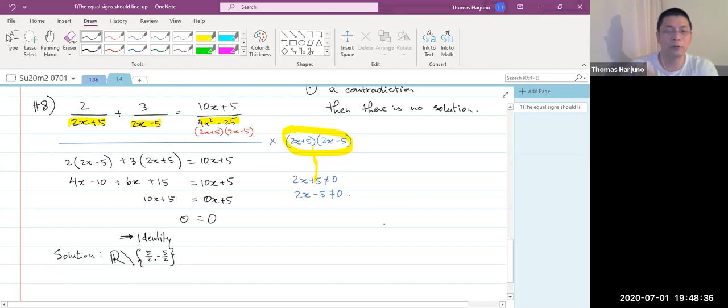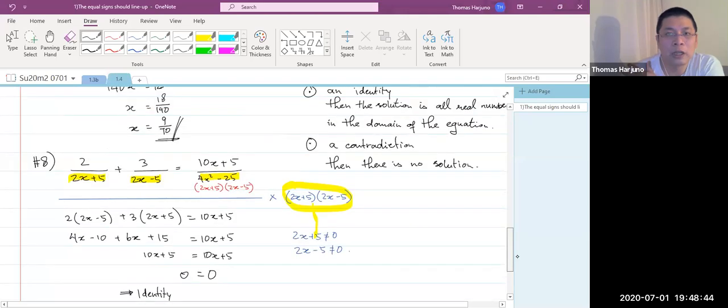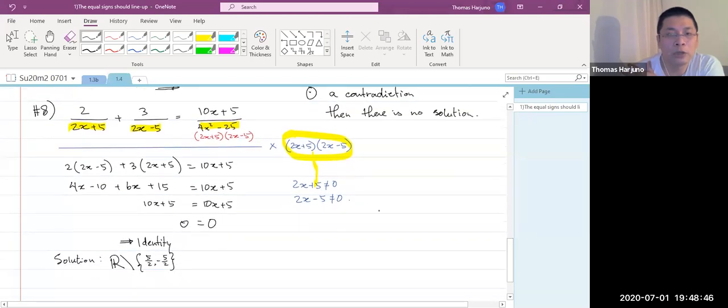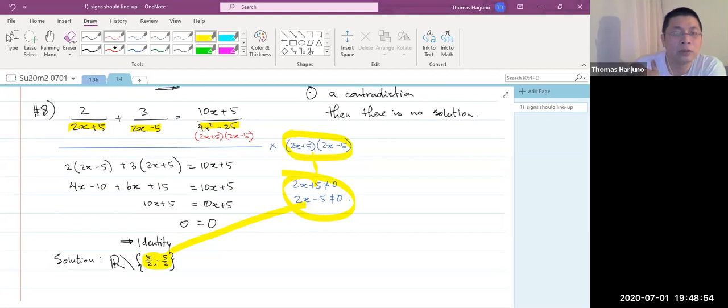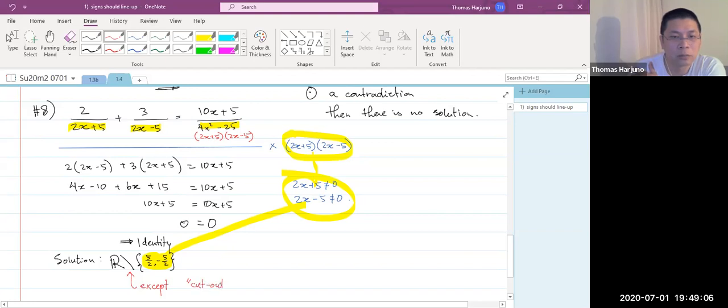Remember I said earlier, if you get an identity, then the solution is all real numbers in the domain of the equation. You need to kick out those that are not in the domain. Now, this notation here, backslash, means except, because what it does is what we call cut out. So you can read that as all real numbers, you cut out 5 halves and negative 5 halves.